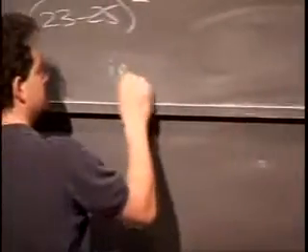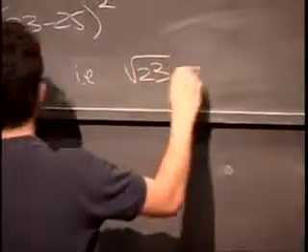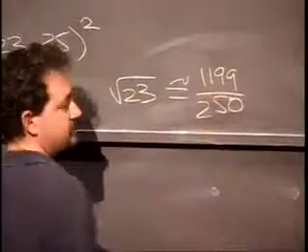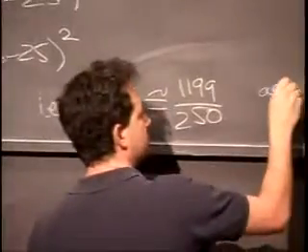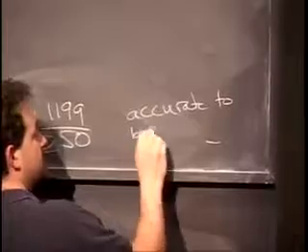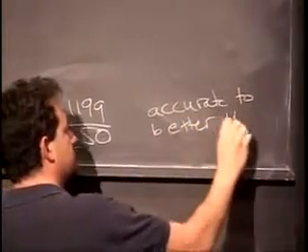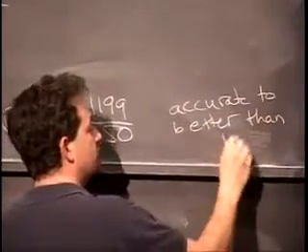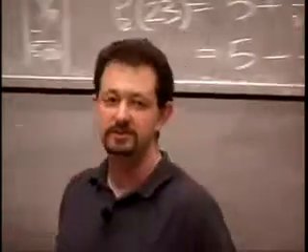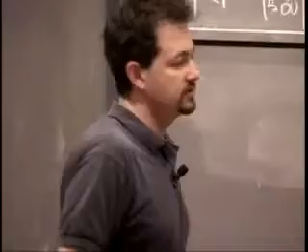i.e., root 23 is approximately 1199 over 250, accurate to better than 1 over 250. Ta-da! Problem solved. Not so easy. Not so easy.